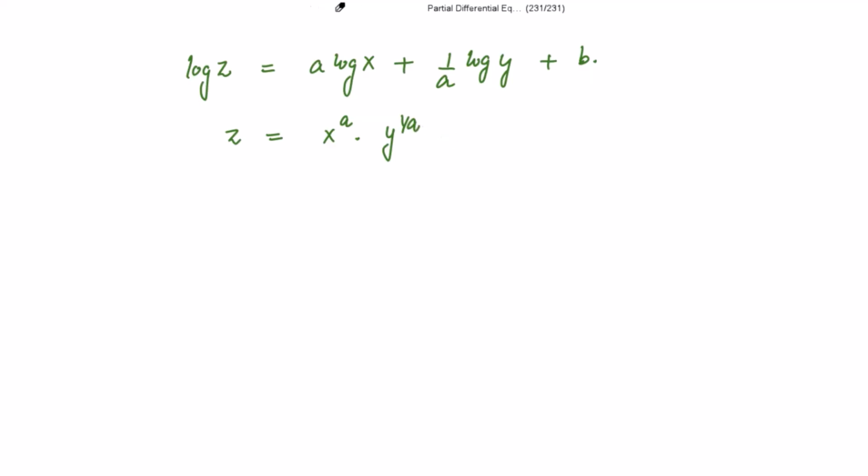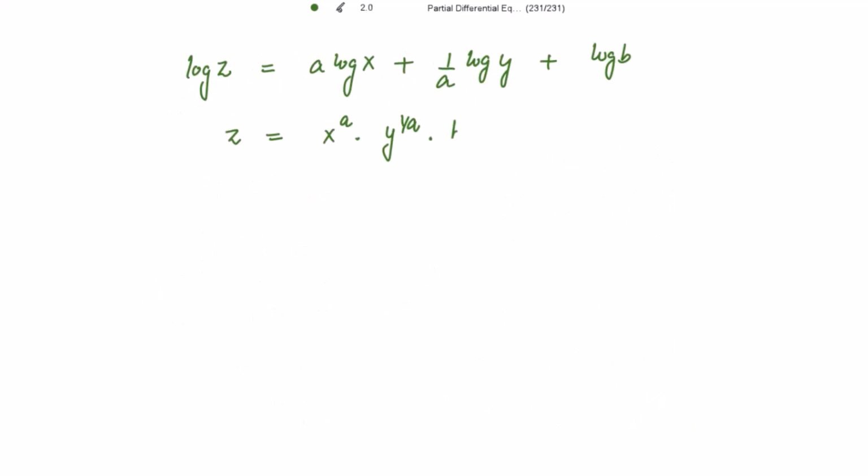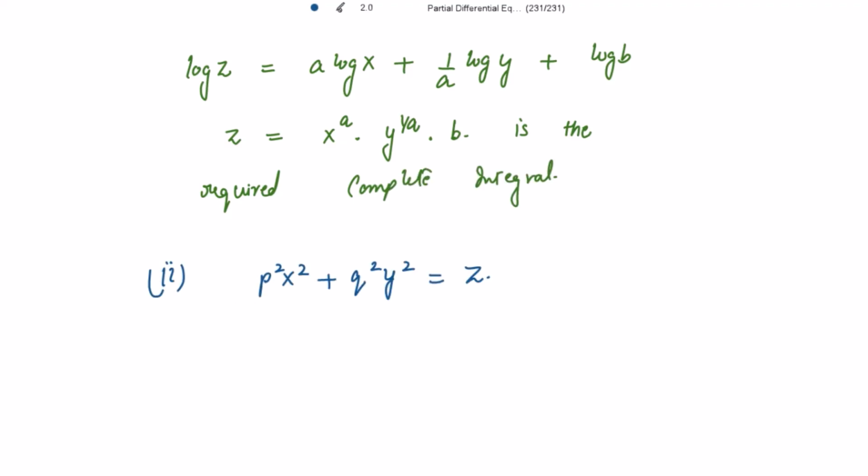Let me take this to be the constant log of b because of logs. Let me take this log of b, the constant, so it is also multiplied with this. So this is the required complete integral.